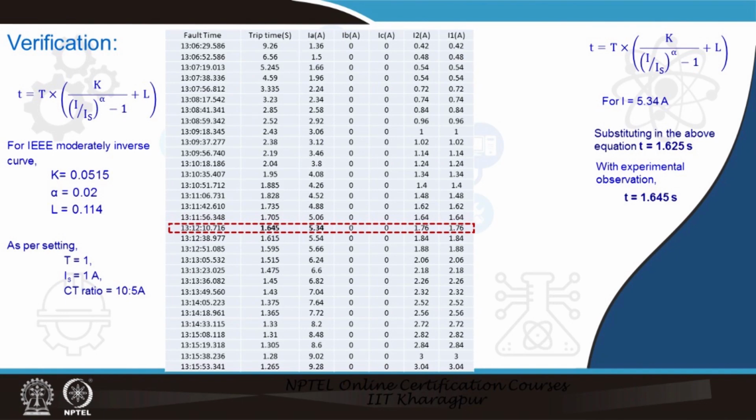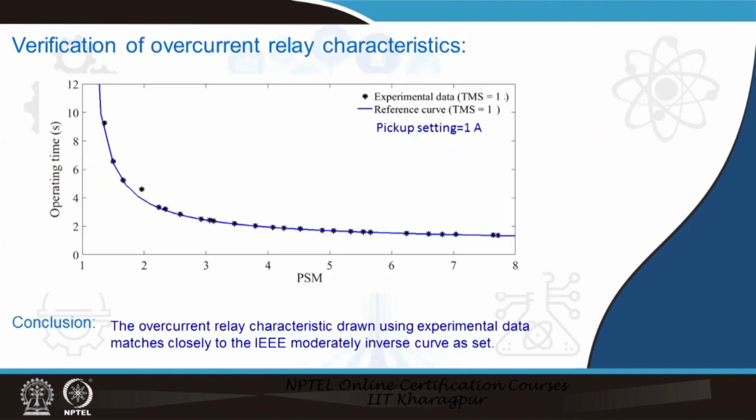Now, from this demonstration we can conclude that the experimental time for that particular PSM value or current value, and the theoretical value which the relay follows, happen to be almost the same. So, this clearly shows that the relay is following the required characteristics which are set inside the relay.